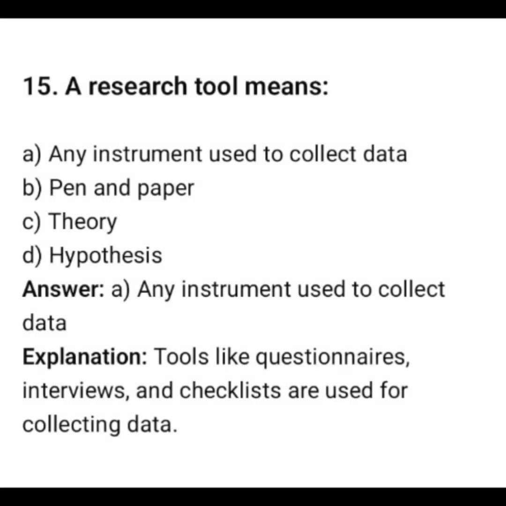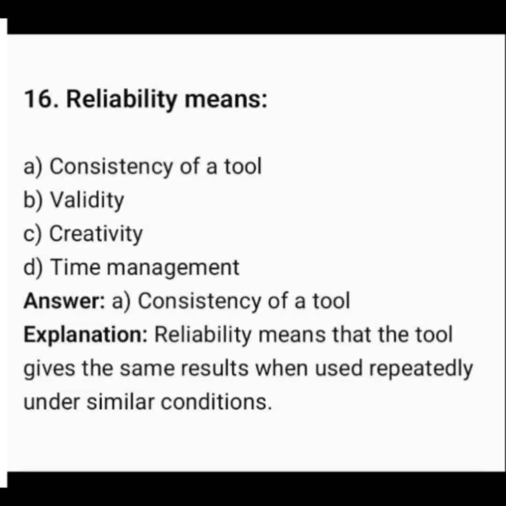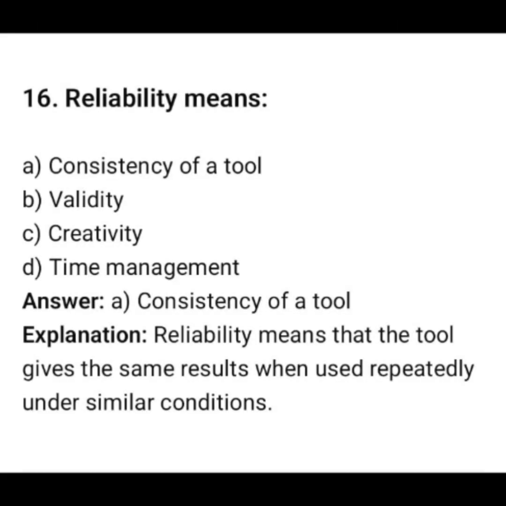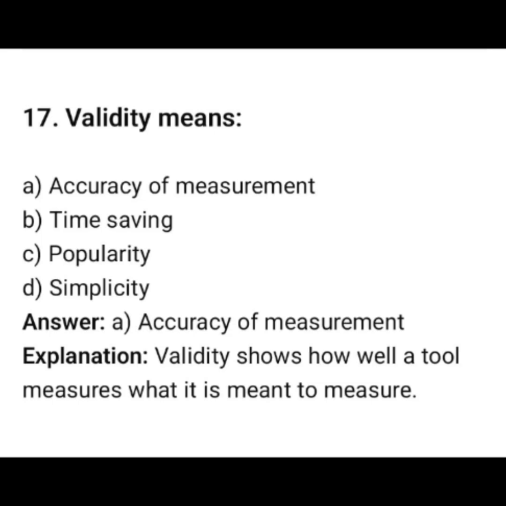A research tool means: any instrument used to collect data, pen and paper, theory, hypothesis. The correct answer is option A, any instrument used to collect data. Tools like questionnaires, interviews, and checklists are used for collecting data. Reliability means: consistency of a tool, validity, creativity, time management. The correct answer is option A, consistency of a tool. Reliability means that the tool gives the same result when used repeatedly under similar conditions.